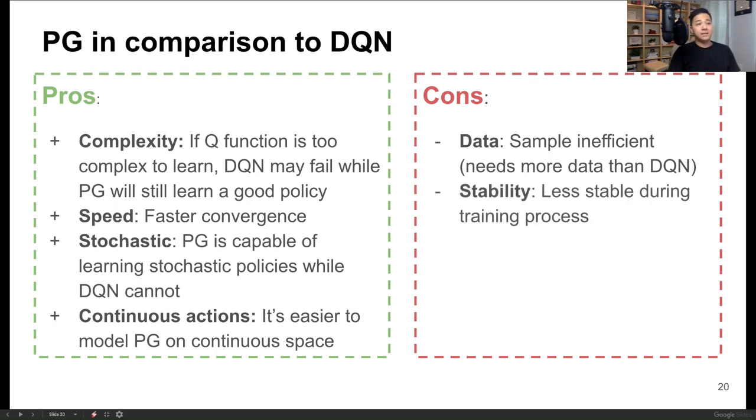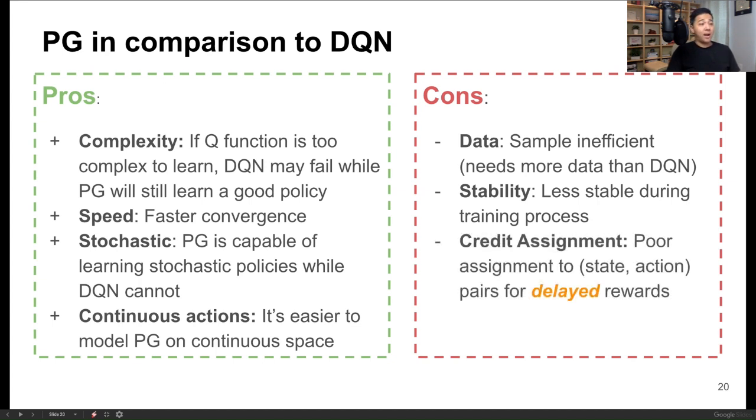Stability, same thing. It's less stable during the training process, because if the action probability keeps oscillating up and down, it will be hard to determine what is the right action. And as far as the credit assignment, it is a poor assignment to the action and state pair that delays the rewards, right? So the delay is the keyword here, that you can't see the reward until the end of the series of actions, right?